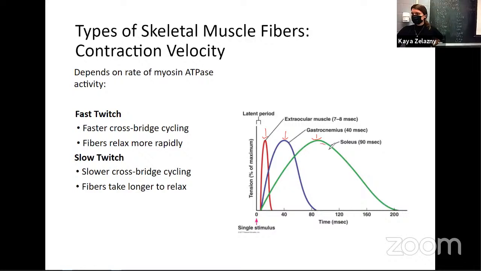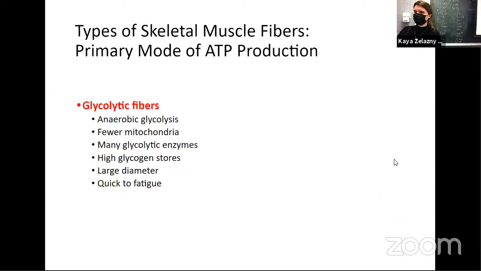So specifically, let's look at that soleus, right? It takes a long time for the soleus to relax compared to, for example, our extraocular muscle. So the fast twitch starts fast, but it also ends fast. We have fast and slow fibers, depending on whether they're twitching quickly or slowly. And that's depending on what type of myosin ATPase they have.